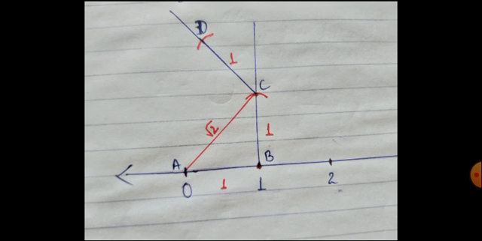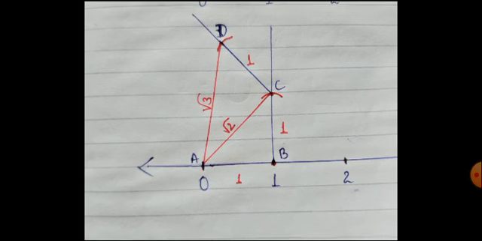Then with C as center you have to draw an arc at D which is equal to BC or BA. That is 1 unit. Now we will join A to D. So we got a right angle triangle ACD where AC is the base, root 2 units, CD is the perpendicular, 1 unit. So, by Pythagoras theorem, the hypotenuse AD will be root 3. This AD distance is root 3.